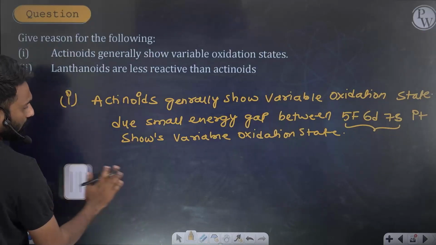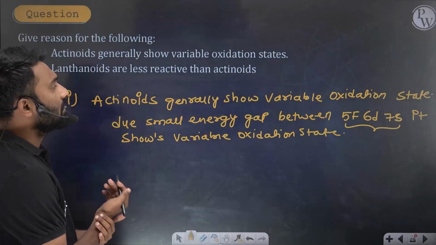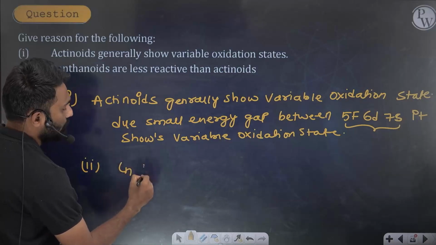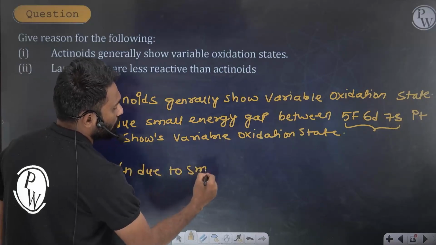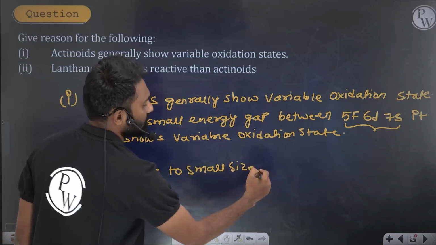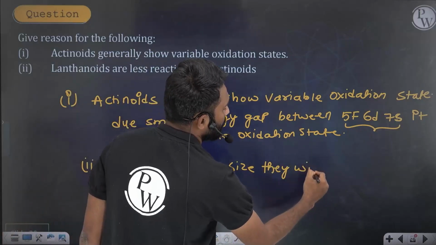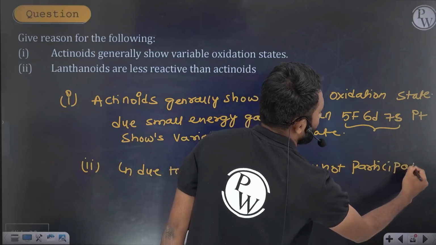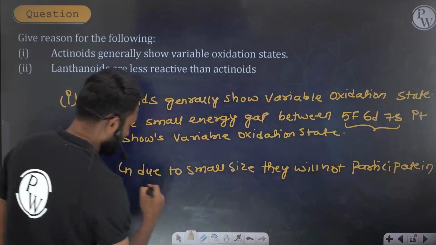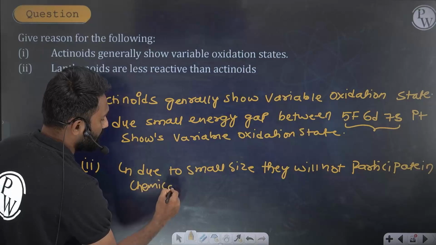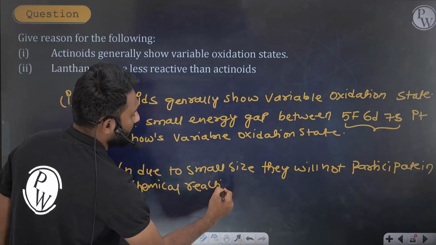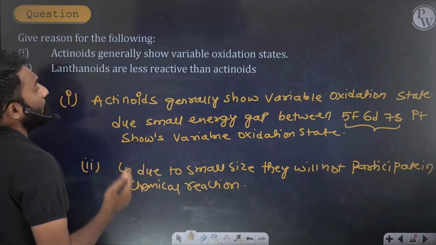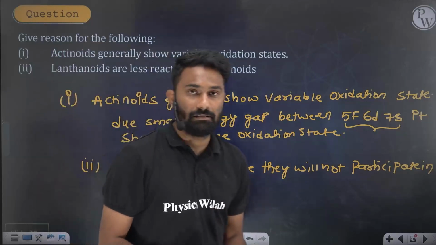Now, lanthanides are less reactive than the actinides. Why? Due to their small size, lanthanides will not participate in chemical reactions. They will not participate in the chemical reaction. Therefore lanthanides are less reactive than the actinides.